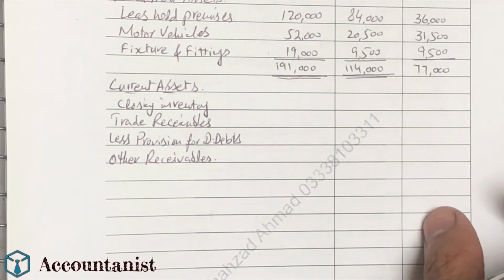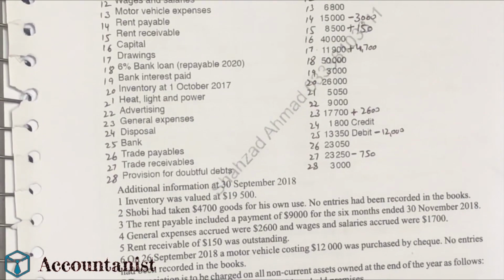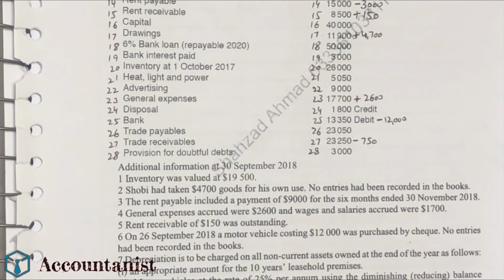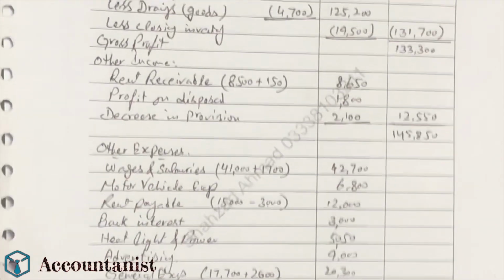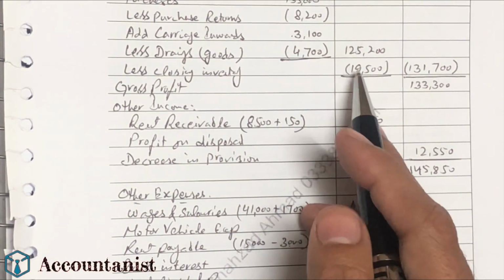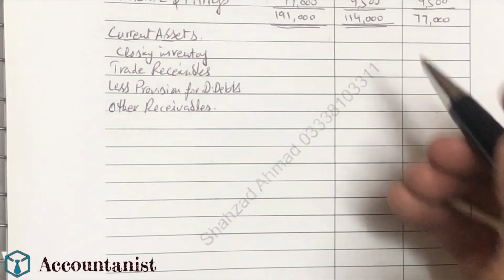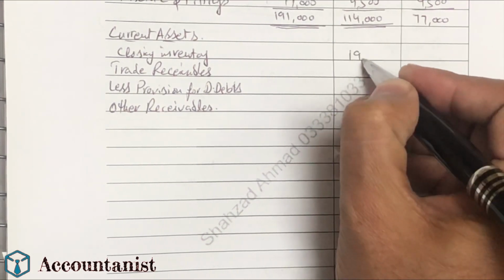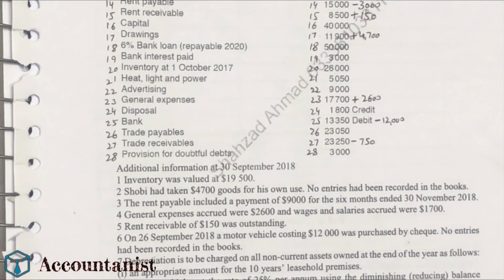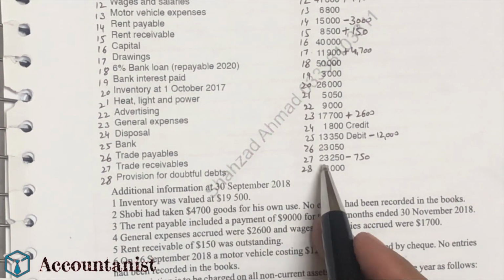So let's start with the closing inventory. The closing inventory is always mentioned here in the adjustment section. That will be the first adjustment that we have. So inventory was valued at 19,500. You can have this value from the income statement as well. As you can see, we had closing inventory in the cost of sales section, 19,500. So the same amount of value, I will write it down here in the second column, 19,500.